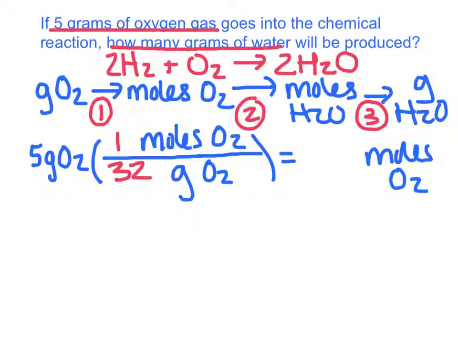Okay, and then you have to go in your calculator and find an answer. Again, PEMDAS says do parentheses first. So 1 divided by 32 got 0.03, and then multiply it by 5, I got 0.156. Okay, and I'm going to bring that down here.